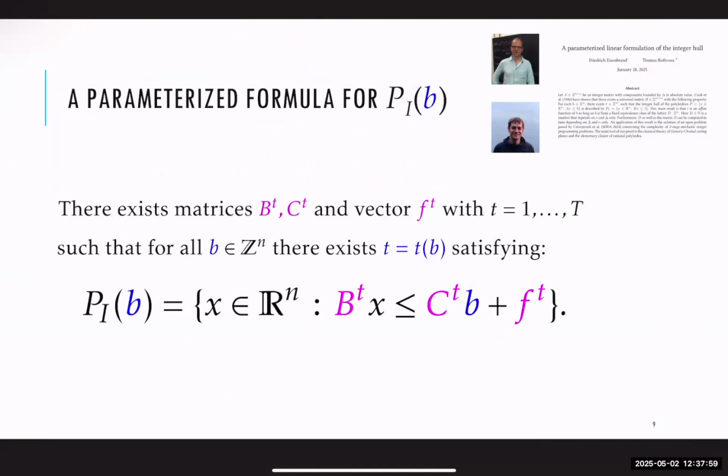So for functions, I can give you matrices and a vector, and these do not depend on the right-hand side. And the idea is that for any right-hand side that you consider, you always find one of these matrices so that the integer hull can be represented as this polyhedron. And the nice thing is that the dependence on the right-hand side is sort of linear, is affine, okay? So this is very nice.